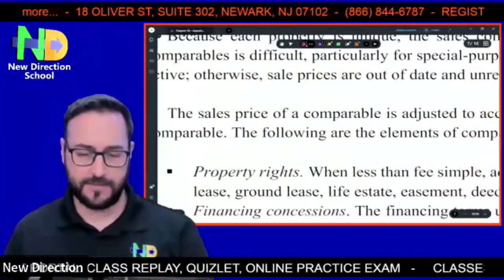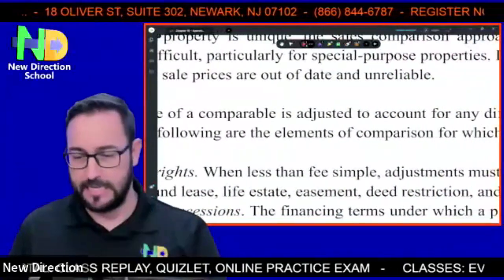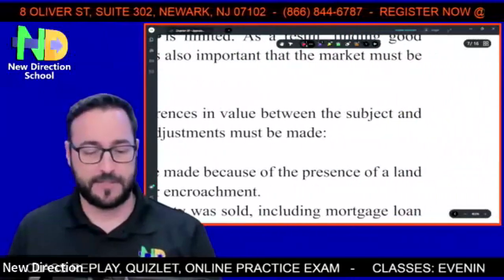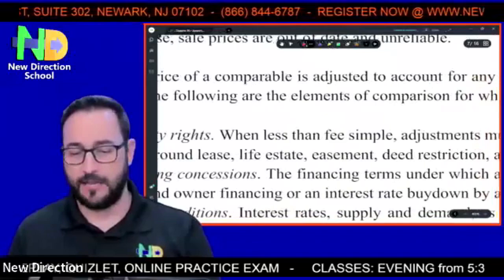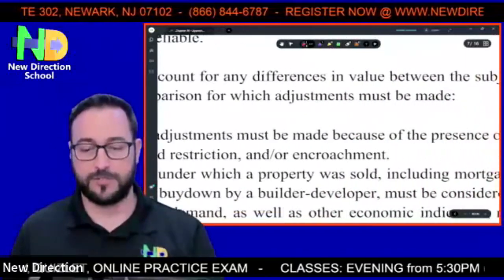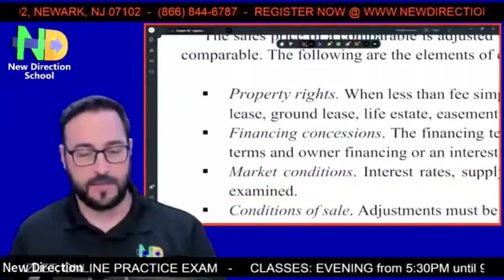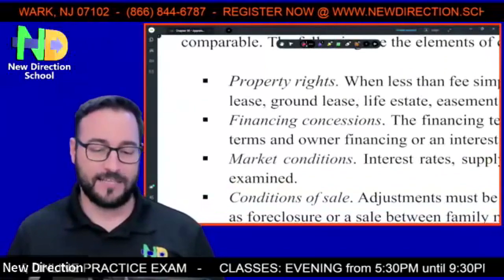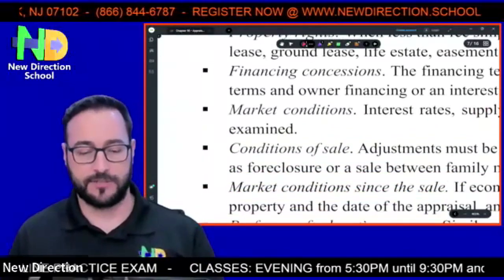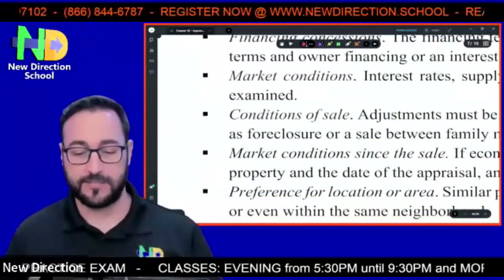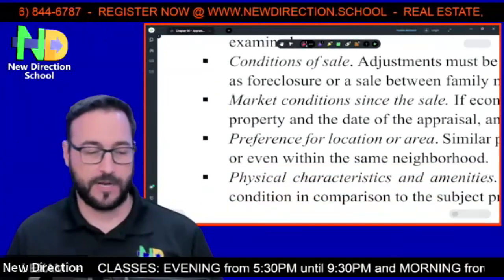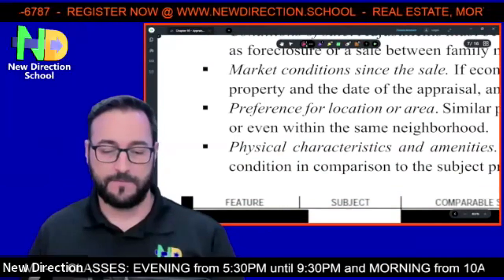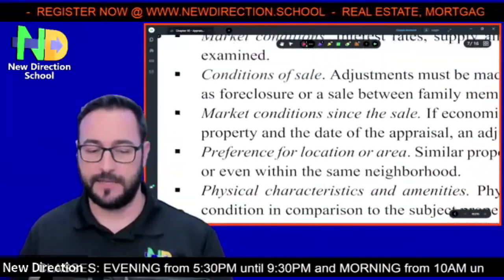The sales price of a comparable is adjusted to account for any differences in value between the subject and the comparable. The following are elements of comparison for which adjustments must be made: property rights, financing concessions, conditions of the sale, market conditions since the sale, preference for location or area, physical characteristics, and amenities.